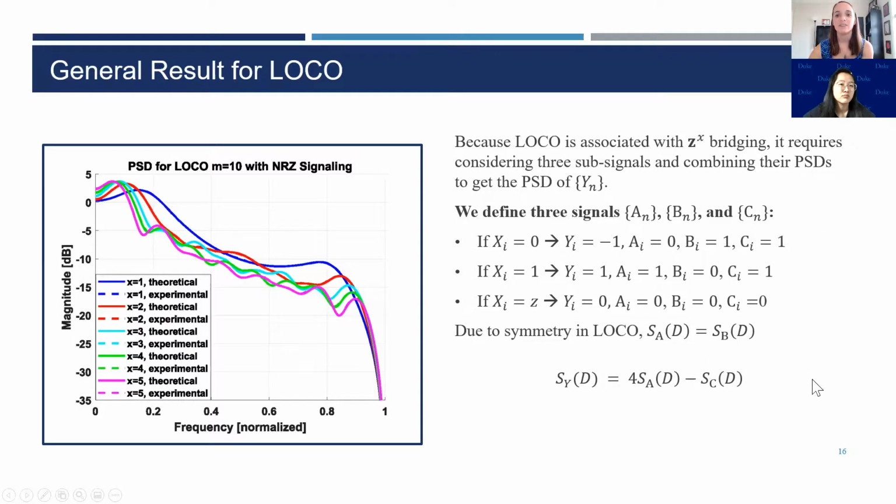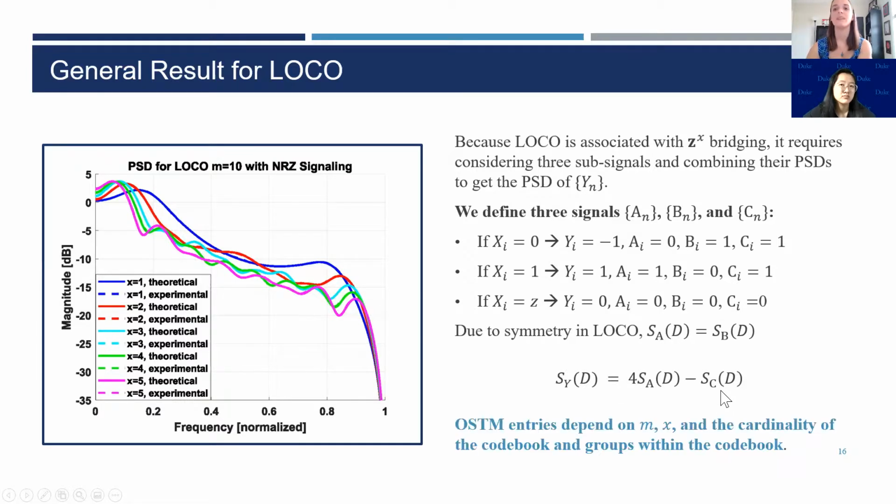In the end, it turns out that the full power spectral density of LOCO codes, S_Y(D), is going to be a function of the subsignal A and subsignal C power spectral densities. Again, for subsignal A in particular, we find a pattern like we did for ALOCO codes for the OSTM. That OSTM is again dependent on M, X, and the cardinality of the codebook, which is great and easy to follow. It's just a simple set of instructions.